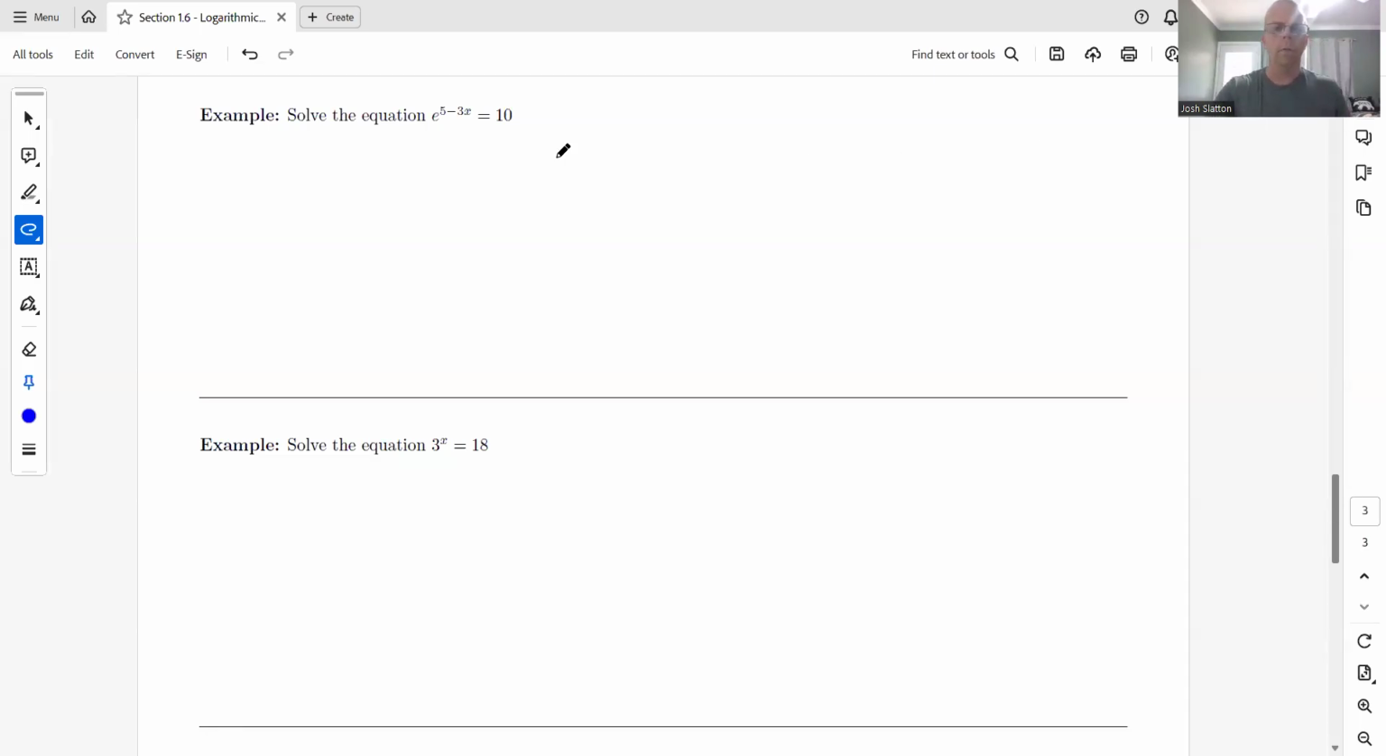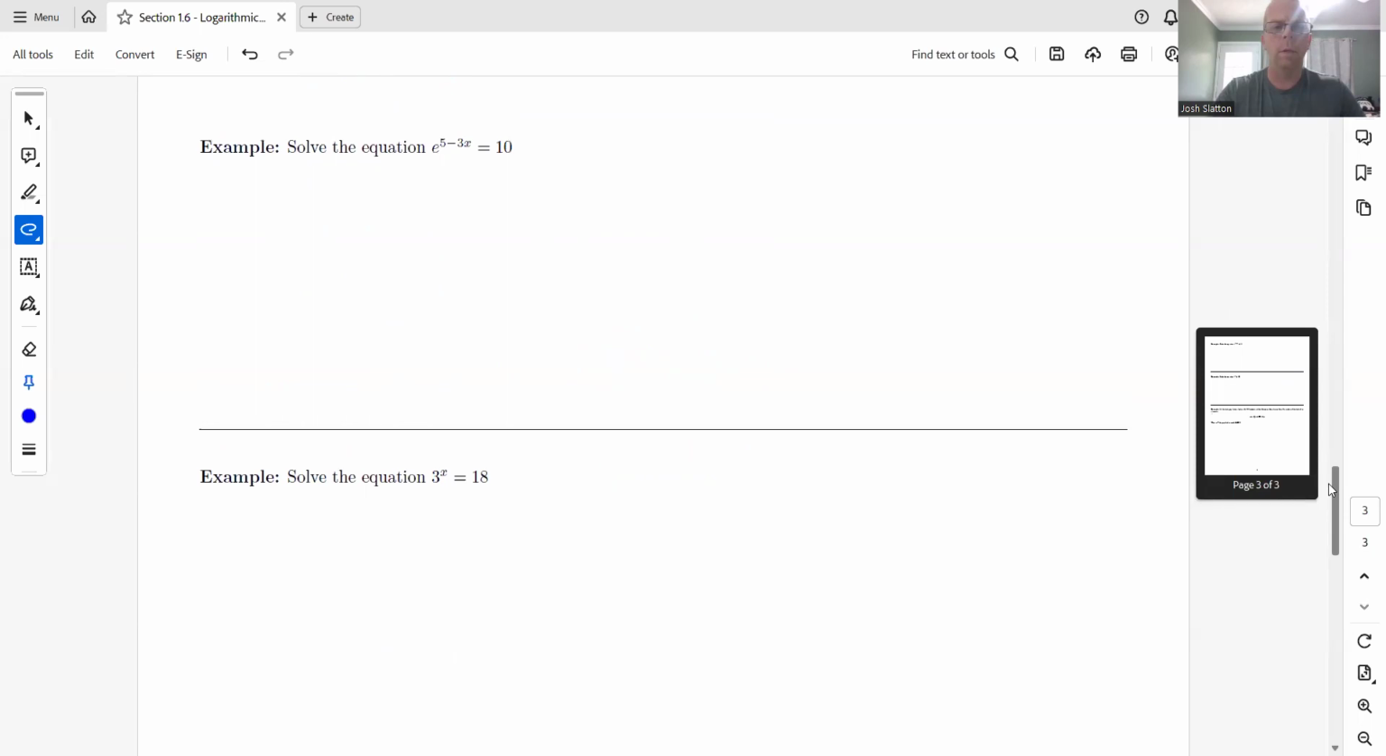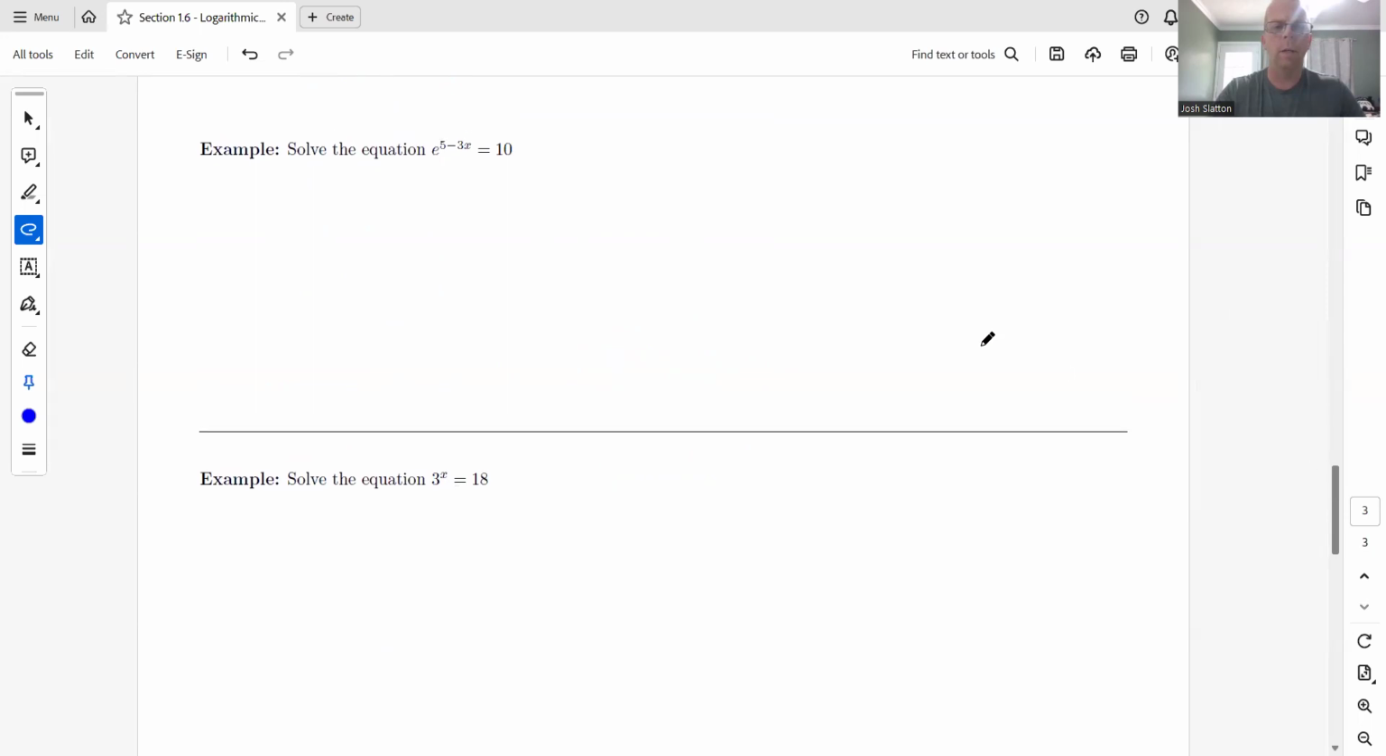All right, so this one, we're going to look at solving some equations. So we have e to the 5 minus 3x equals 10. So these are not too complex. They can get more complex for sure.